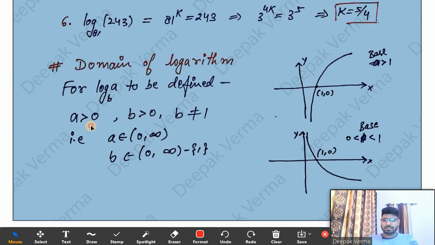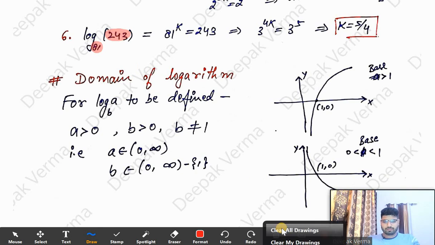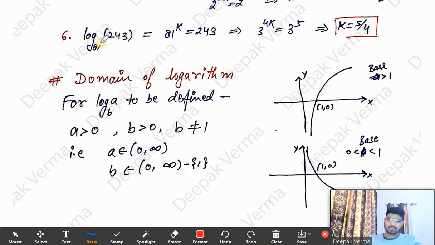Example number 6. Log 243 to the base 81. If you can do it directly, then it's very good. If you can't, then go by procedure. What should be the power of 81 so that we get 243? If it is a little bit difficult, then go by procedure.